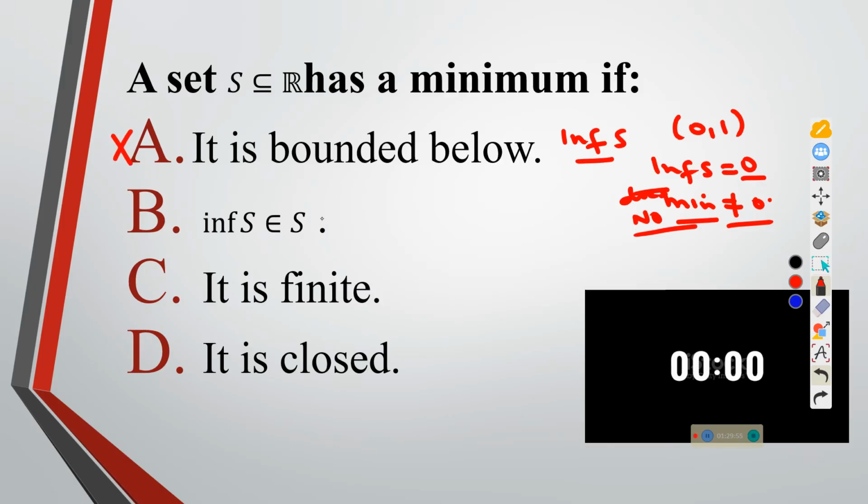Then, the infimum is an element of S. For example, if the set was like this, the infimum is 0, and 0 is part of this set. In that case, if the infimum of the set belongs to the set, then the infimum is actually the minimum, and this will be true. So the minimum of S exists if the greatest lower bound, the inf of S, is an element of S. Then the infimum will become the minimum so long as the infimum is part of that set.